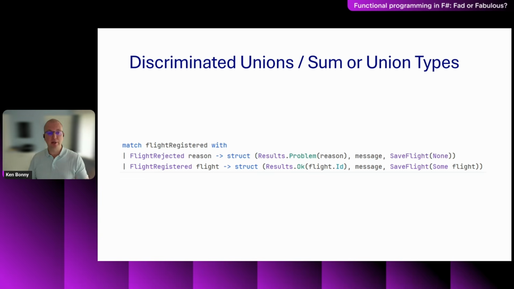And this is how you pattern match on the flight registered or the flight registration type. You either have the rejected with a reason, and then we will return from our endpoint that there was a problem. We will specify the reason. We'll put a message on the bus with the flight registration inside of it, and we will not be saving a flight to the database. But when we have a valid flight registration, we will give back the ID of the flight. We will post the same message on the bus, which we can later on again pattern match on, and we will save our flight to our database.